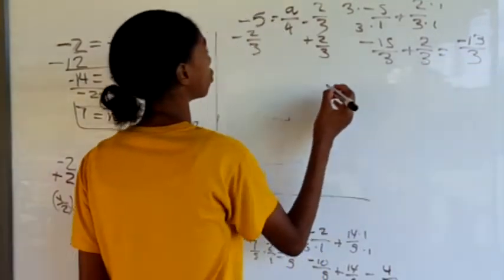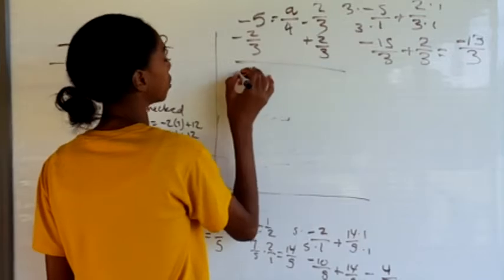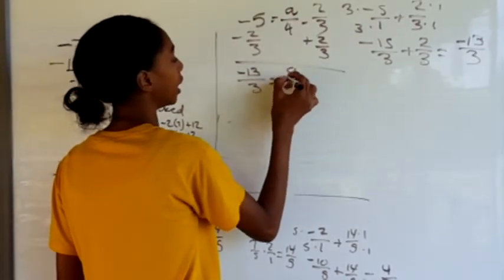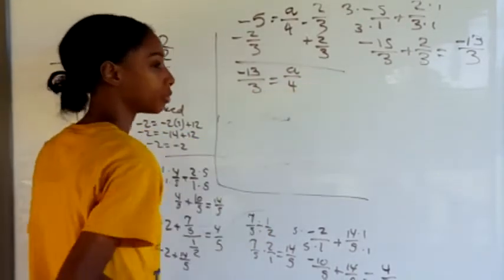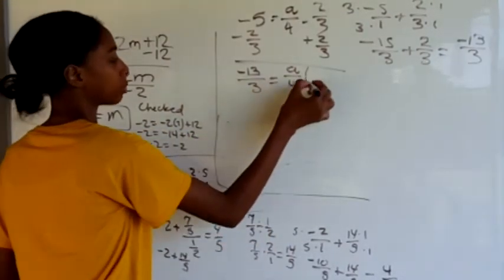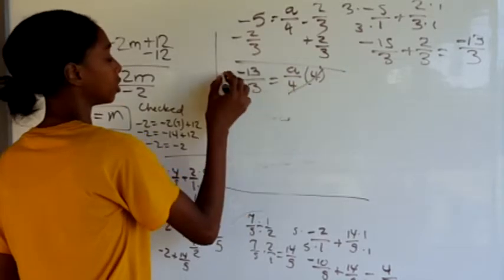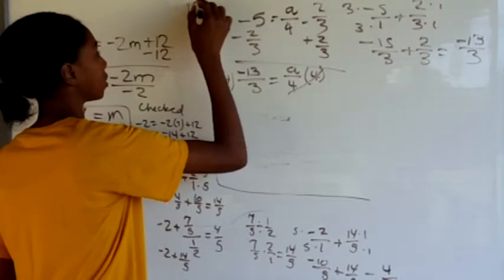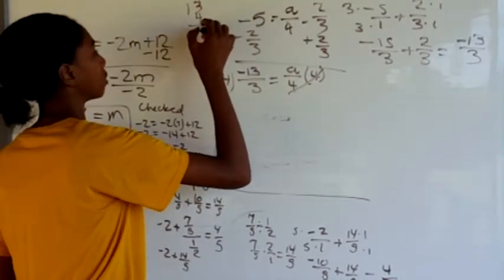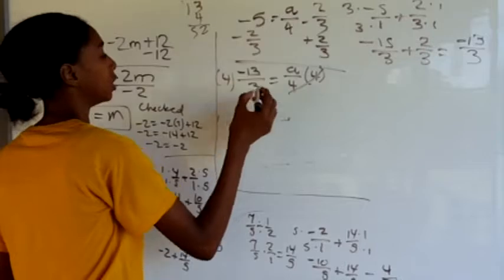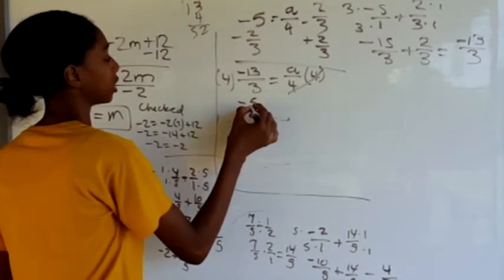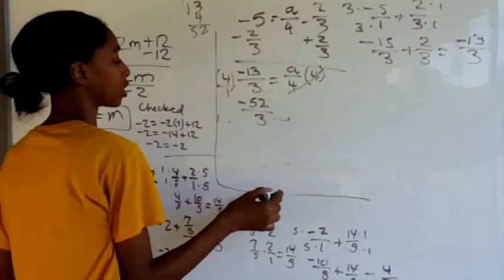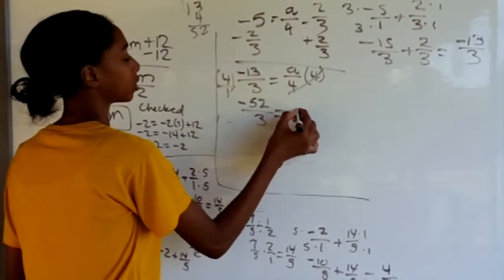So that's negative 13 over 3. So we have negative 13 over 3 equals a over 4. So then we multiply by 4 to get rid of division. 4 times negative 13 is going to be negative 52. So it's negative 52 over 3, because 4 over 1, so 3 times 1 is 3, equals a.